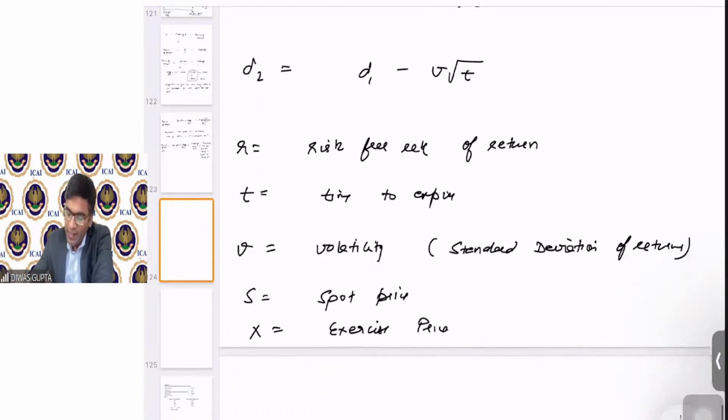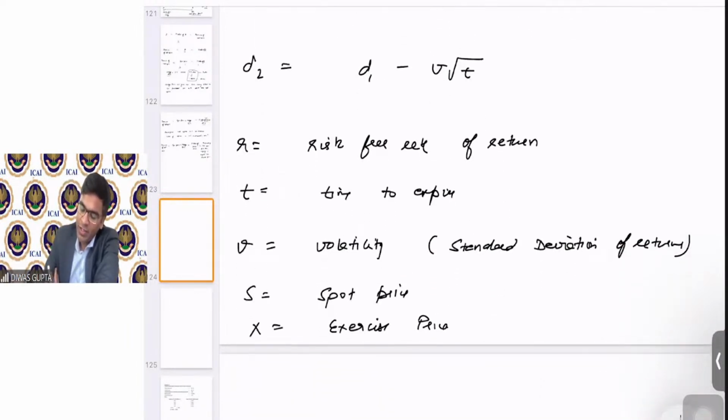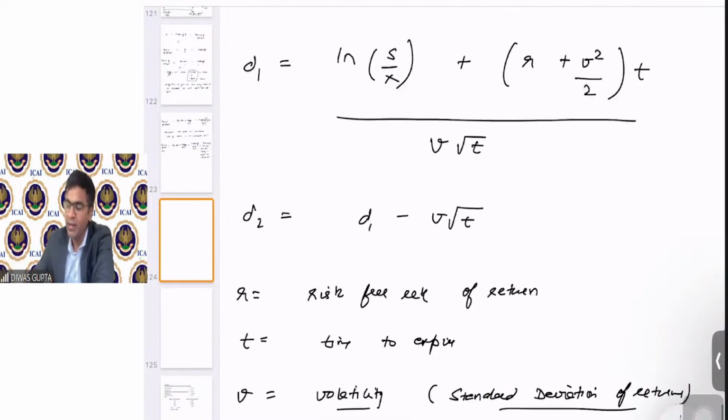No, Mansha, V means volatility. I mentioned V is volatility, which is the standard deviation of returns. It's not beta. There is no beta here.